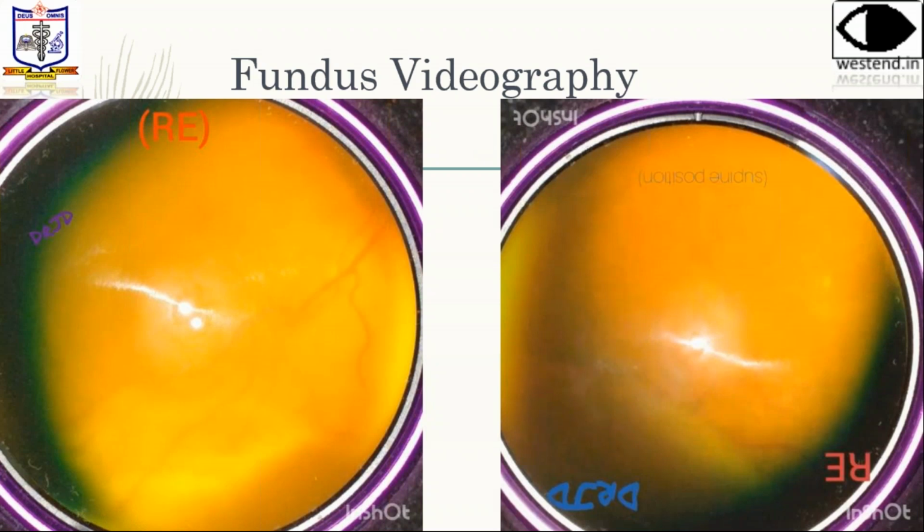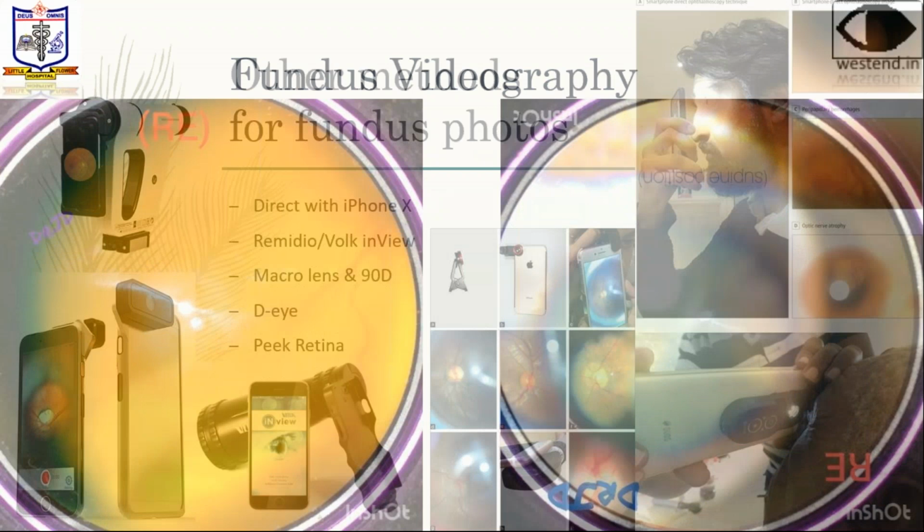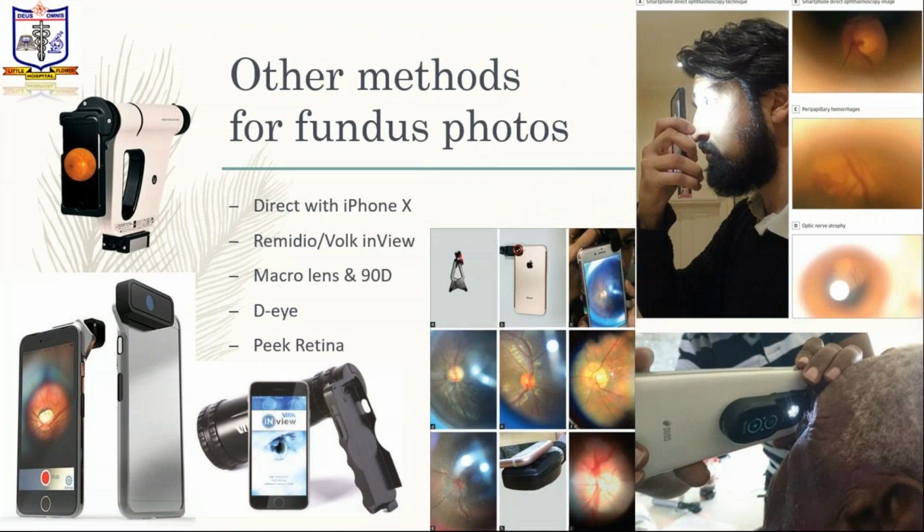This patient was later found to have VKH, Vogt-Koyanagi-Harada disease. So other methods of fundus photography include the Remedio smartphone fundus adapter, which gives pretty good photographs. It gives us coaxial illumination here so that you can take non-mydriatic photographs also. Then you have the DI, which is a very small device which provides coaxial illumination, and it is very similar to the Peek Retina, which is also a very small device which provides coaxial illumination.